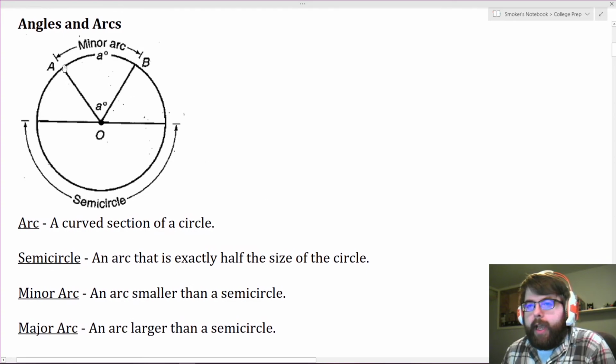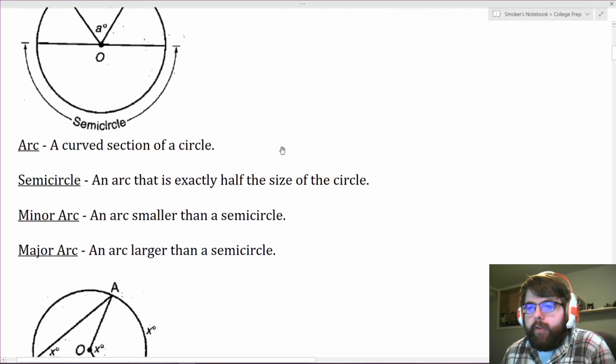And then if it happens to be the same distance to get from A to B, well, then it's not a minor or a major arc because it would be a semicircle. So going from here to here, it would be the same distance to go this way or this way. So there's always a minor or a major arc because if it would be equal, then it would be called a semicircle and not a minor or major arc, though a semicircle is a type of arc. Hopefully that makes sense.